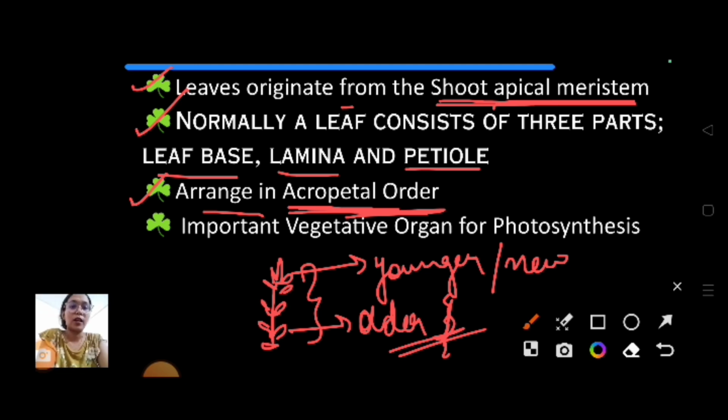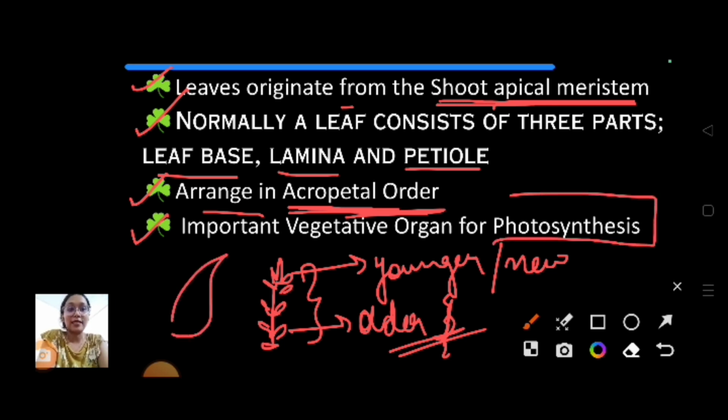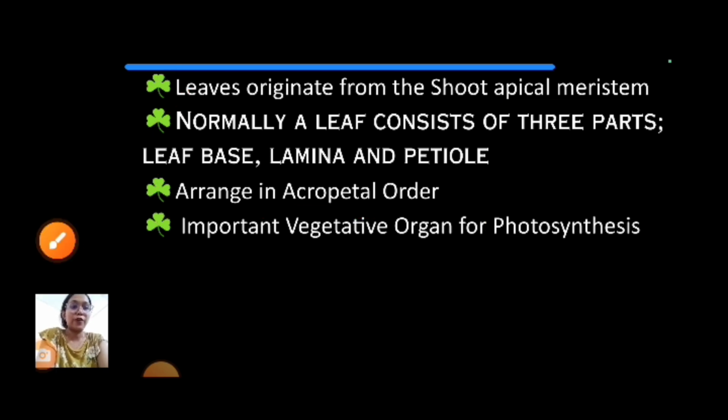Clear? Then the next point it is saying is that these leaves are important for photosynthesis. Inside the leaves there is photosynthesis because they contain chlorophyll pigment for photosynthesis to occur, and from photosynthesis they will make their food. Is it clear? Okay, then moving on to the next slide.